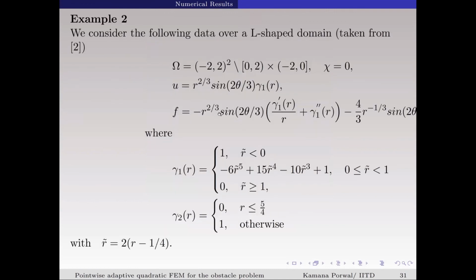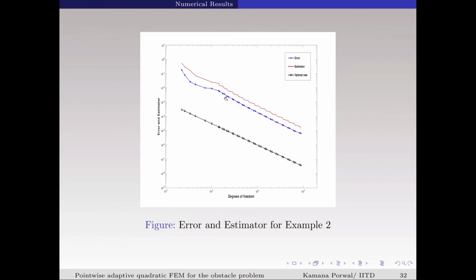Now we consider another example where we have considered a non-convex domain. Here the omega is basically an L-shaped domain, and we have this set of data. We can note that the gradient of U will have a singularity near the origin. For this example as well, we obtain that the error and estimator both converge with the optimal rate. And also the estimator is reliable because it is always an upper bound of the error.